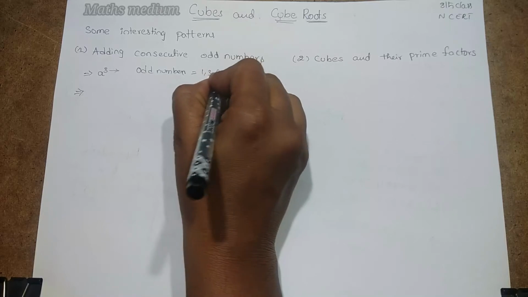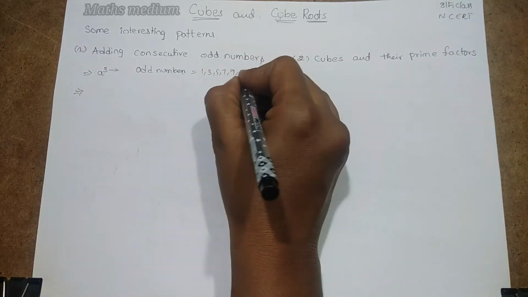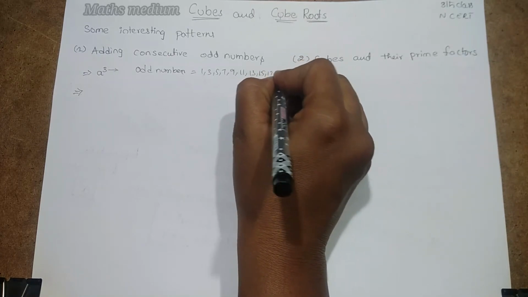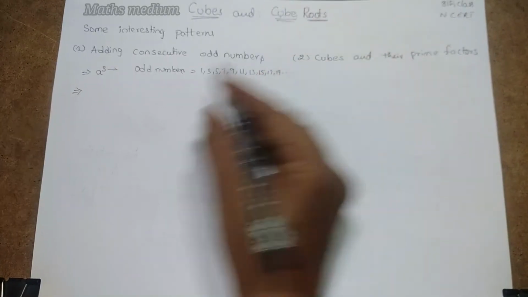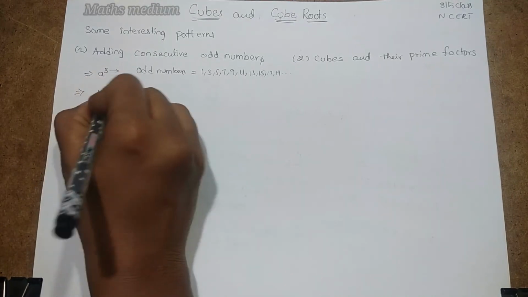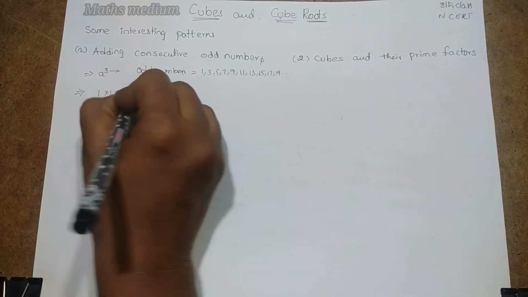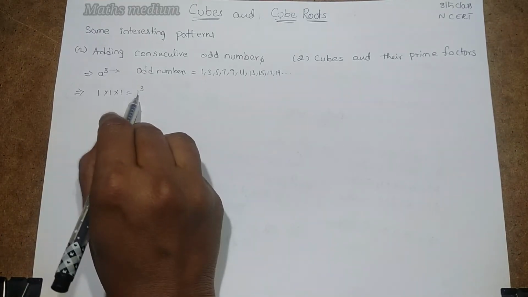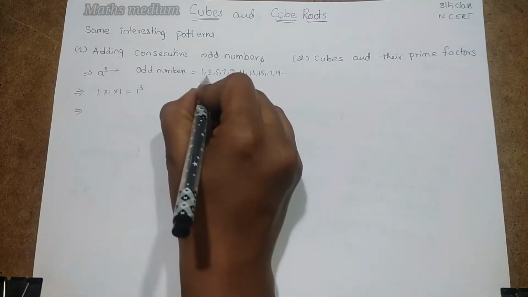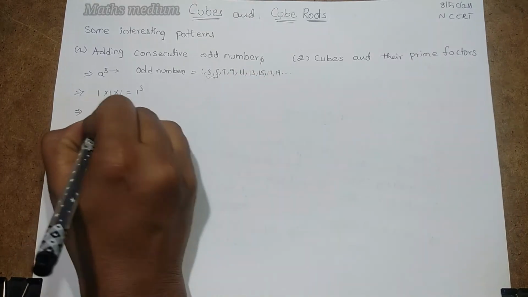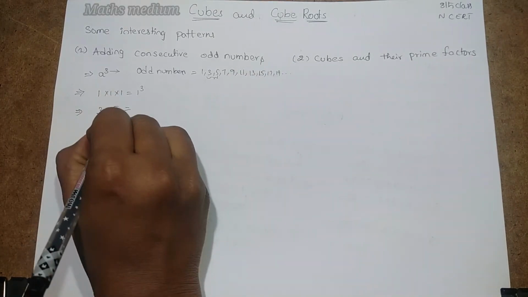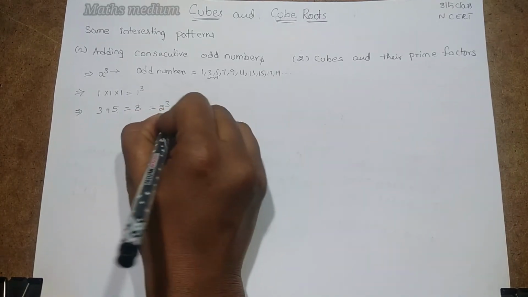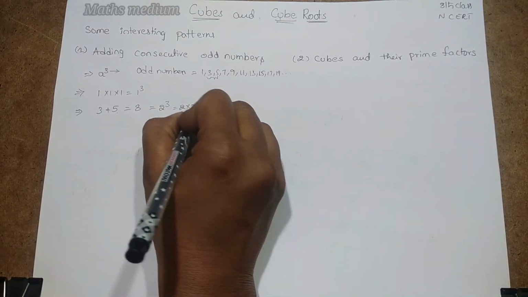1, 3, 5, 7, 9, 11, 13, 15, 17, 19, etc. Right? If you take 1, it is 1 into 1 into 1. It is said to be 1 cube. So how many numbers did we add? 1 number. If you take another one, if you add these two, 3 plus 5, 3 plus 5 is 8. It means 2 cube, that is 2 into 2 into 2.